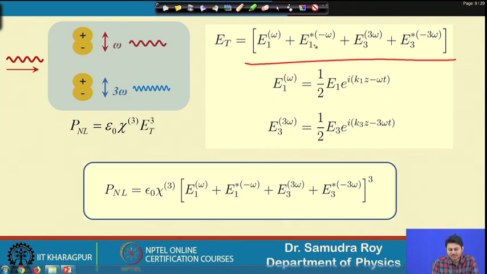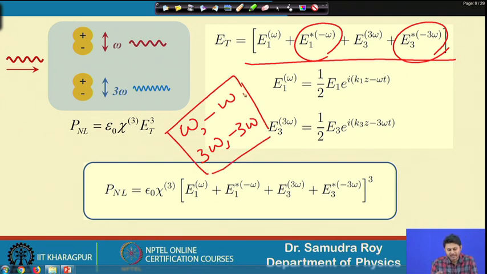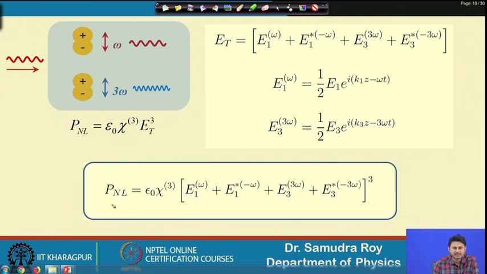So eventually we have 4 different frequency components. We can consider these complex conjugate components as different frequencies too. So there are 4 different frequency components: omega, minus omega, 3 omega and minus 3 omega. Inside the system, these 4 components combine with themselves and give different frequency components of PNL. So the challenge here is to find the PNL values at the different frequency components.